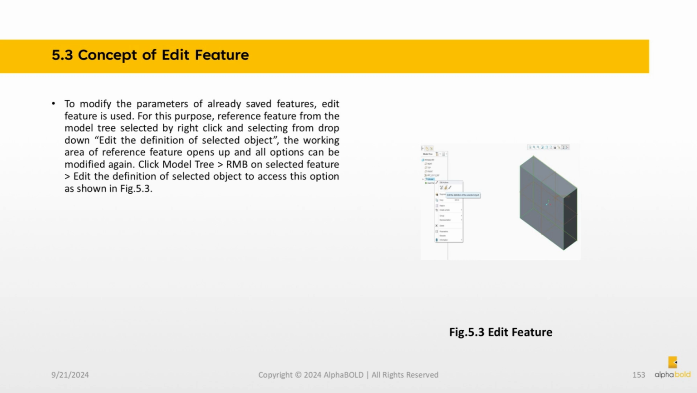Concept of Edit feature. To modify the parameters of already saved features, Edit feature is used. For this purpose, select the reference feature from the model tree by right-click and select from the drop-down, edit the definition of selected object. The working area of the reference feature opens up, and all options can be modified again. Click Model Tree, RMB on selected feature, edit the definition of selected object to access this option.